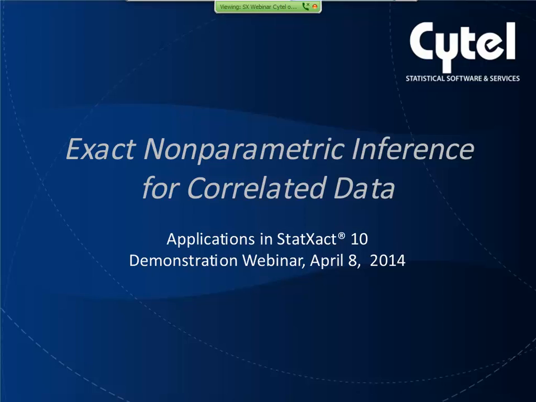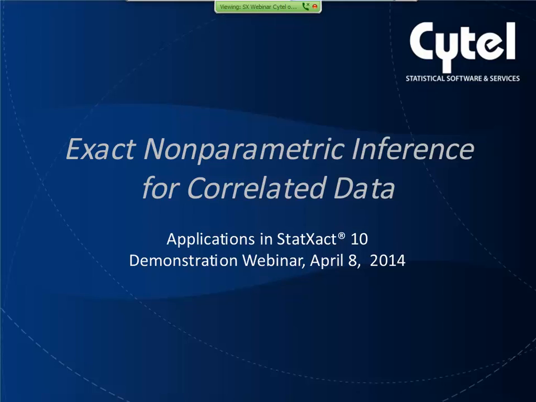And Chris, if I could add, the latest versions of both StatXact and LogXact, version 10, have the built-in capability to run R scripts that you may have. So you can use your R scripts in conjunction with the StatXact and LogXact capabilities, and effectively expand and customize your use by running R scripts within StatXact and LogXact. Yeah, that's true. It would also allow you to use some of these procedures within the R environment, to cross over.